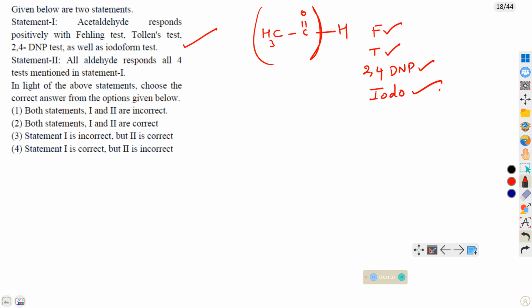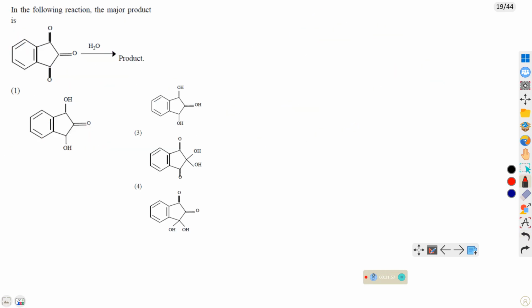All aldehydes respond to all 4 tests mentioned. Wrong. For example, consider benzaldehyde. Benzaldehyde does not give the Fehling test, but it gives the Tollens reagent test. So statement 1 is correct, statement 2 is incorrect.